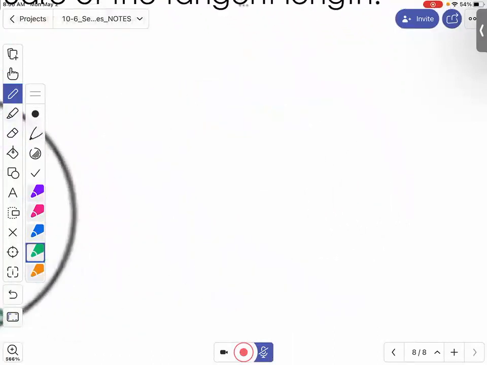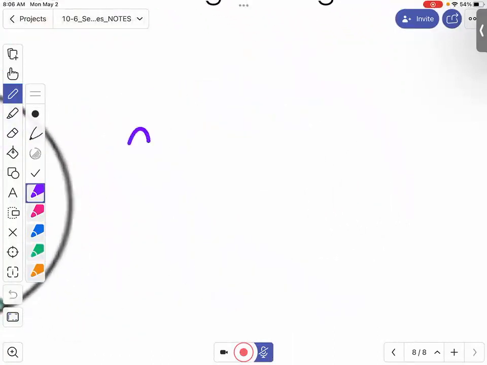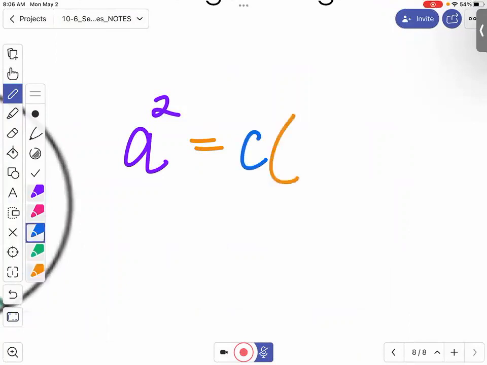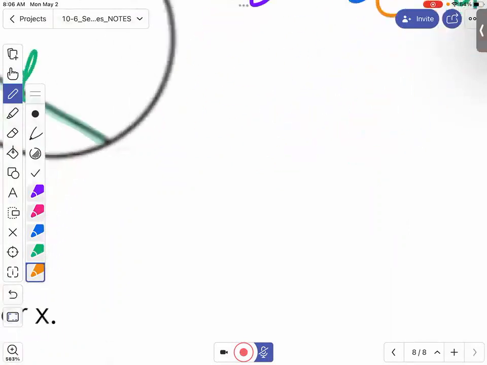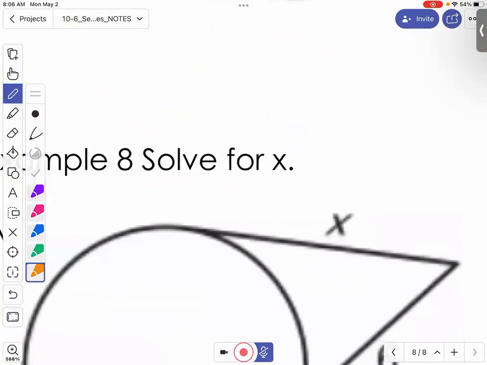So this time our formula says that it is the square of the tangent part, so A squared. And that should equal the same setup as the last one. My outside piece times the whole segment, the whole secant, so C plus D. So this section did not change, only the beginning, because we don't have 2 pieces anymore, we need to square it. So let's try this last formula with our last 2 examples. So solve for X.